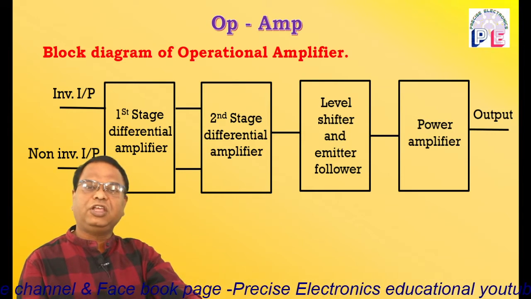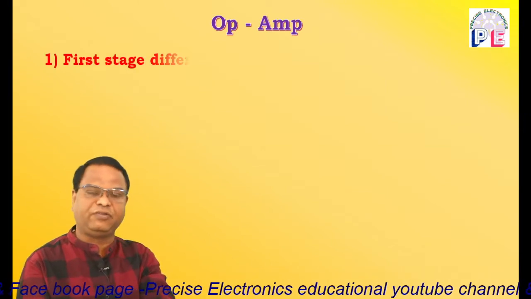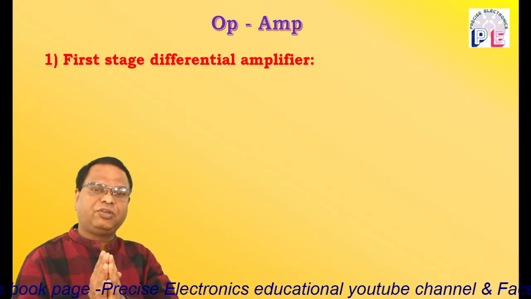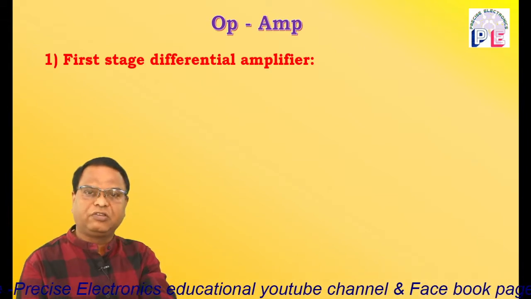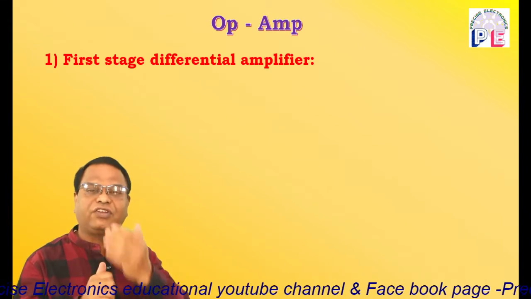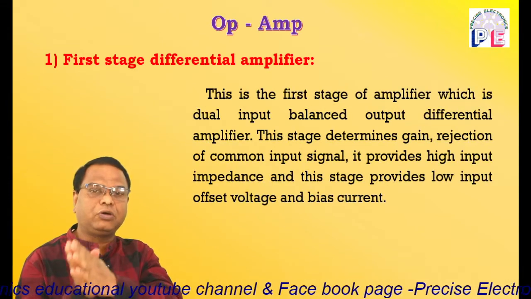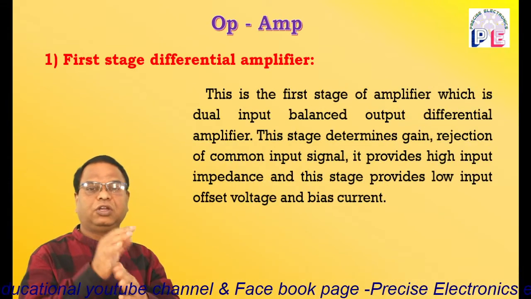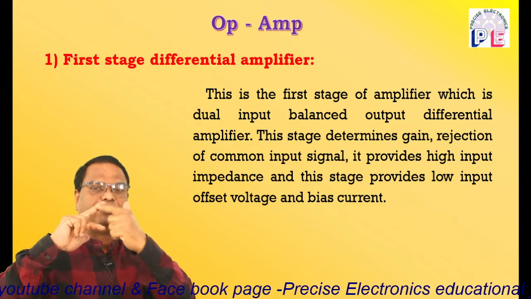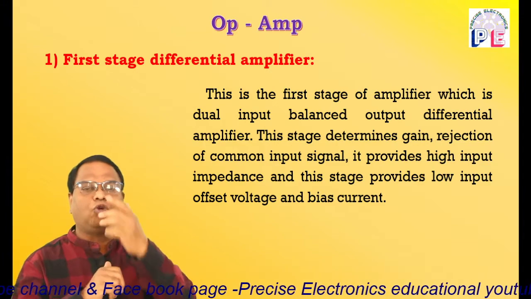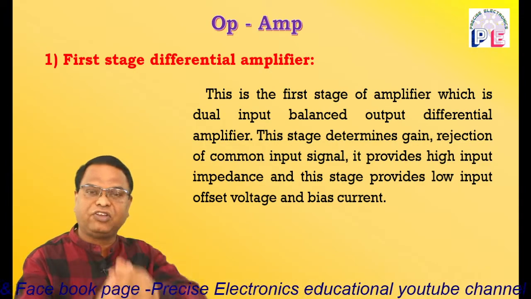Now we are going to study each block. The first block is the first stage differential amplifier. What is the first stage differential amplifier? This amplifier has two input terminals. It mostly amplifies the differential input signal. This amplifier is a dual input balanced output differential amplifier. Dual input means it has two inputs, inverting and non-inverting, and the output of this amplifier is balanced.